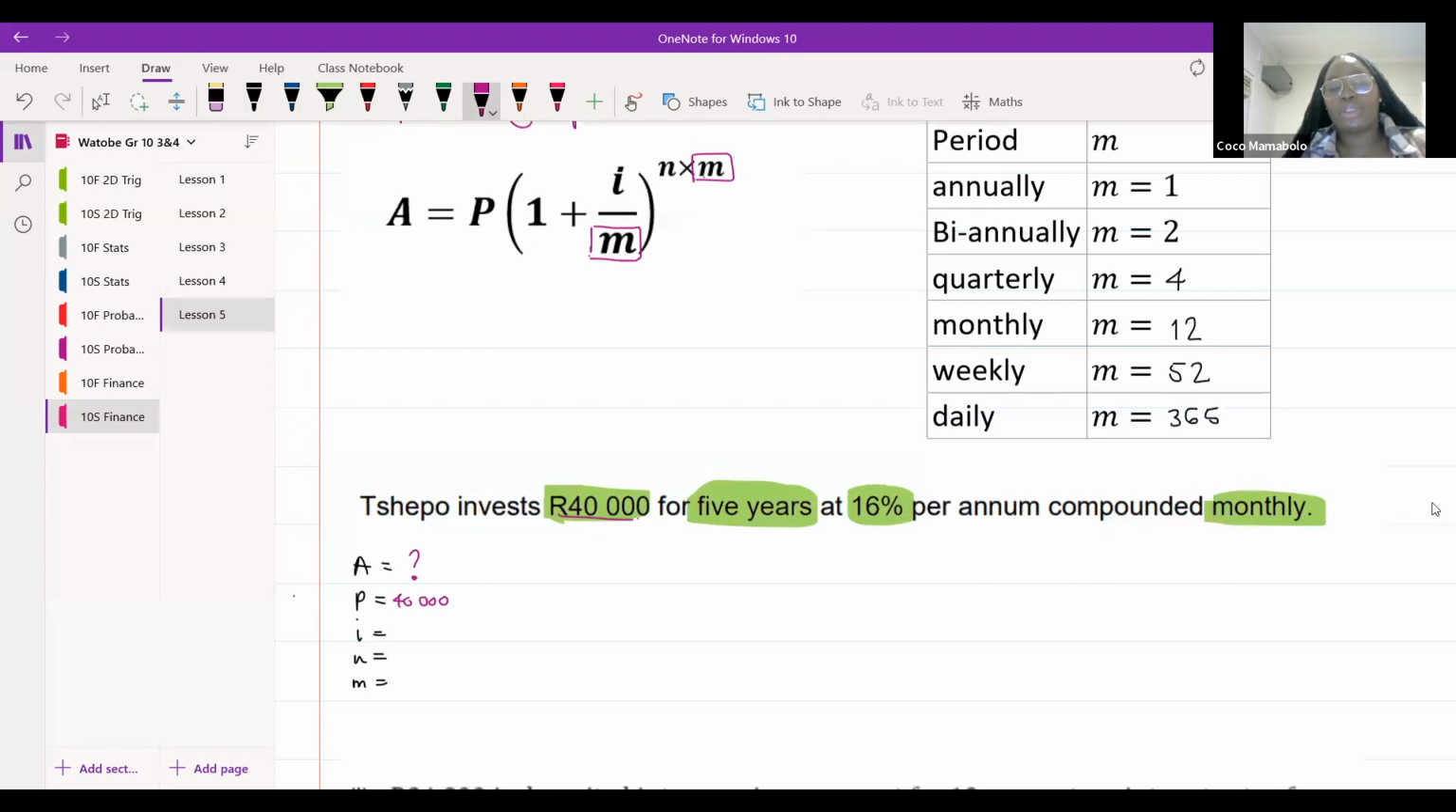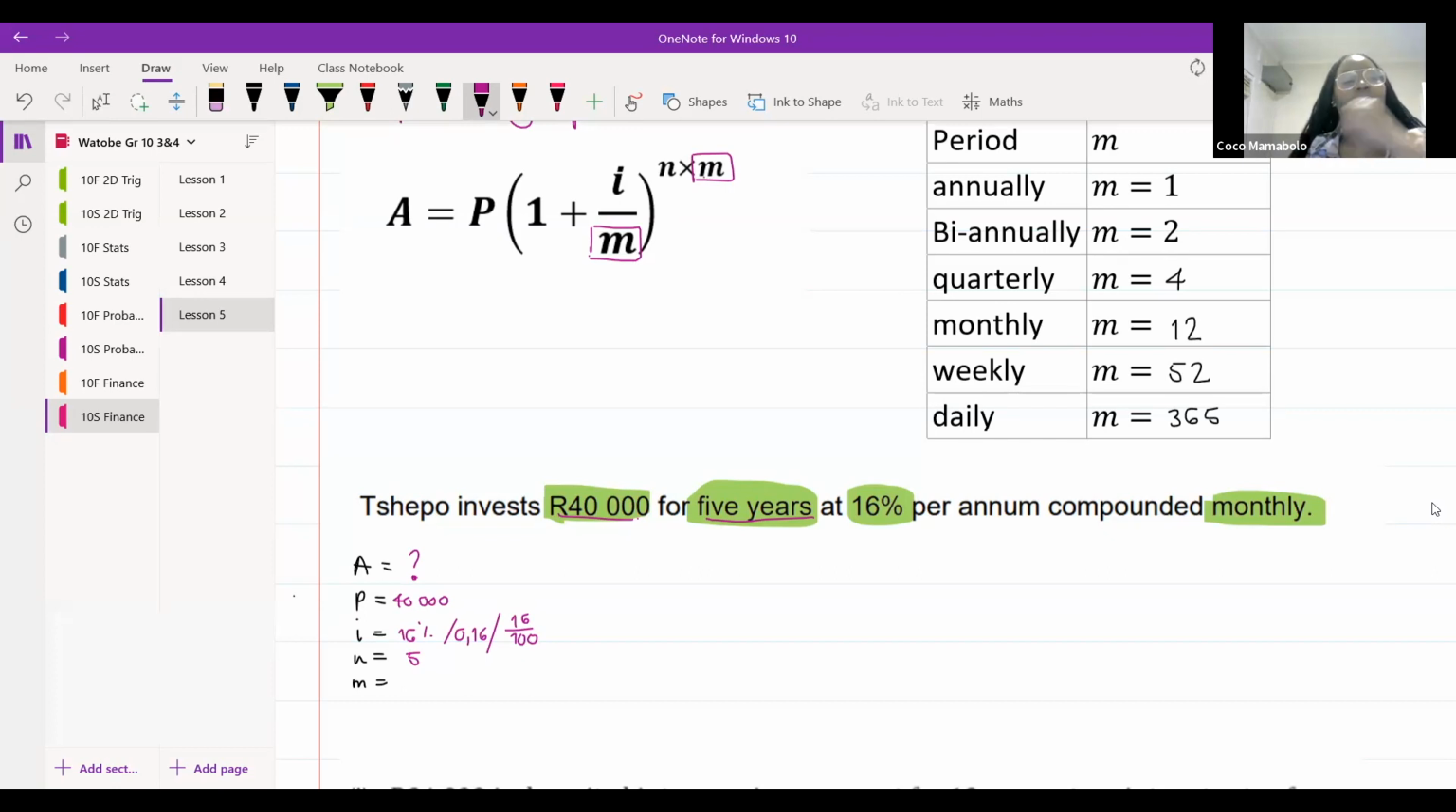Our interest rate would be 16% or 0.16, or you can write it as 16 over 100. Our N is the number of years, that's going to be 5 years. And what is our M going to be? What is the M in this particular question going to be, guys? What is M equal to?